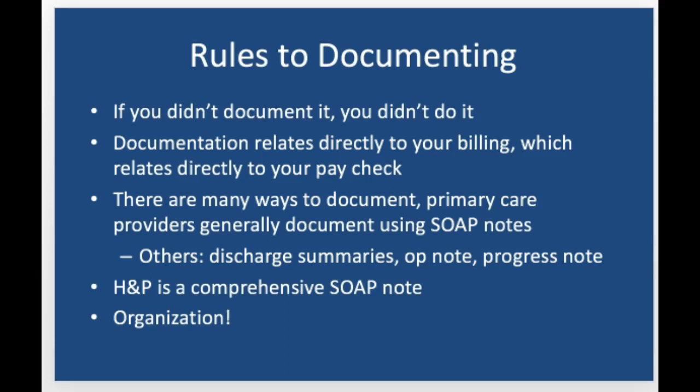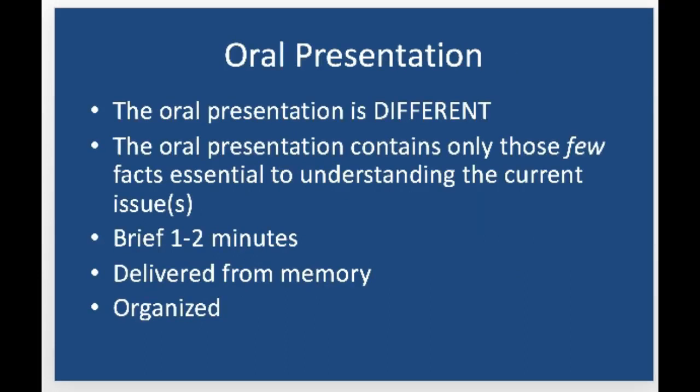But there are many ways to document. Primary care providers generally document using the SOAP notes, but there's others like discharge summaries that look a little bit different. There's op notes and progress notes and things like that. An H&P, a history and physical, is just a really comprehensive SOAP note. So hopefully you got that out of here. Organization is key because other people are going to be reading these notes, and also you're going to be reading them to remind yourself what you did the last time you saw this patient. So make sure that your documentation is organized and neat.